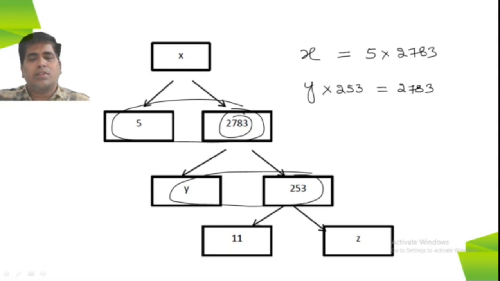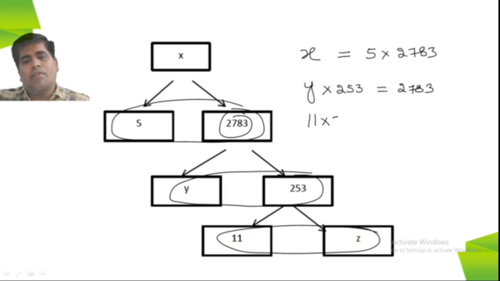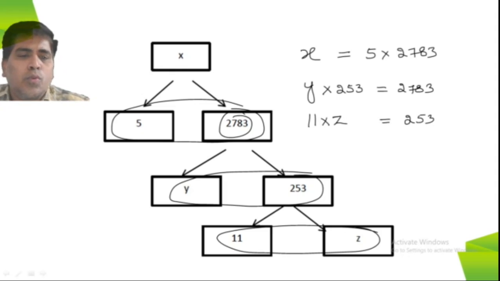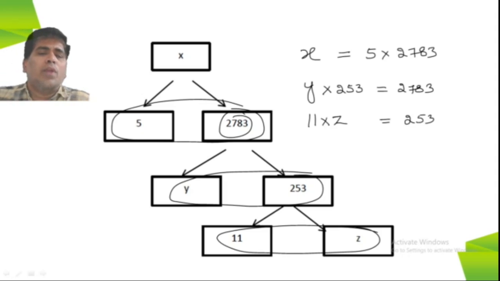2783. Similarly, the product of these two is how much? 11 into z. 11 into z is how much? 253. Simple. Whatever the two branches are, if you multiply them, you will get the one above. So I wrote three equations here. Based on these three equations, we get the value of x.